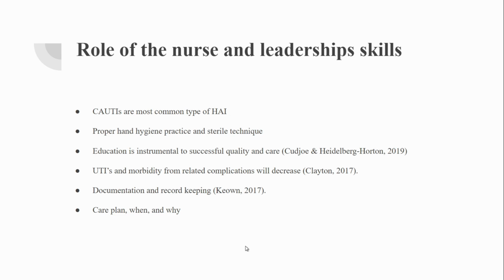Documentation of information such as a care plan for patients is very important. A nurse will also want to make sure the documentation tells when and why the catheter was given.